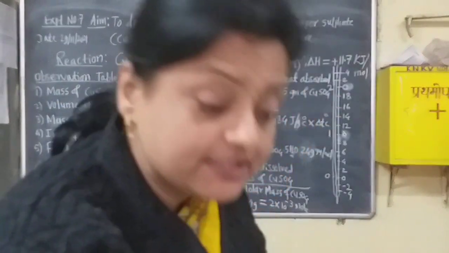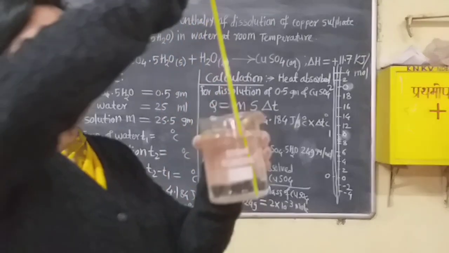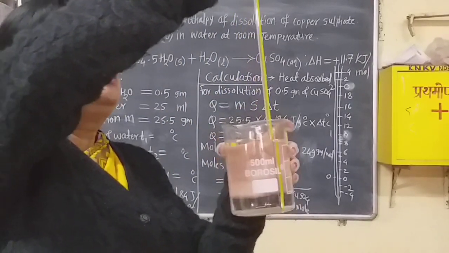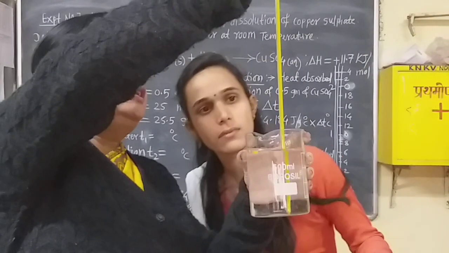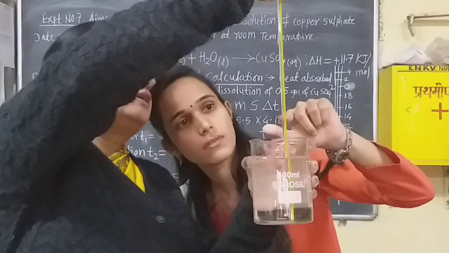Now this thermometer shows the temperature of this water. Come here again and see. Where is 20? 2 and 0 are on different sides. Okay.